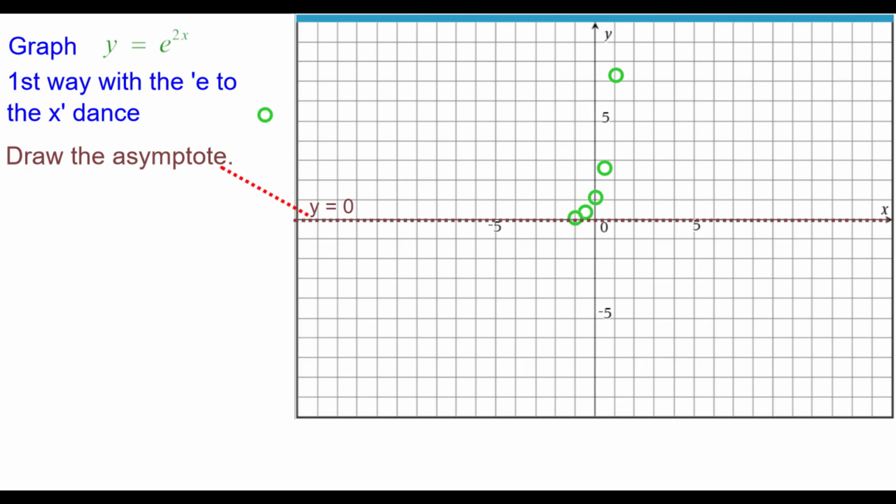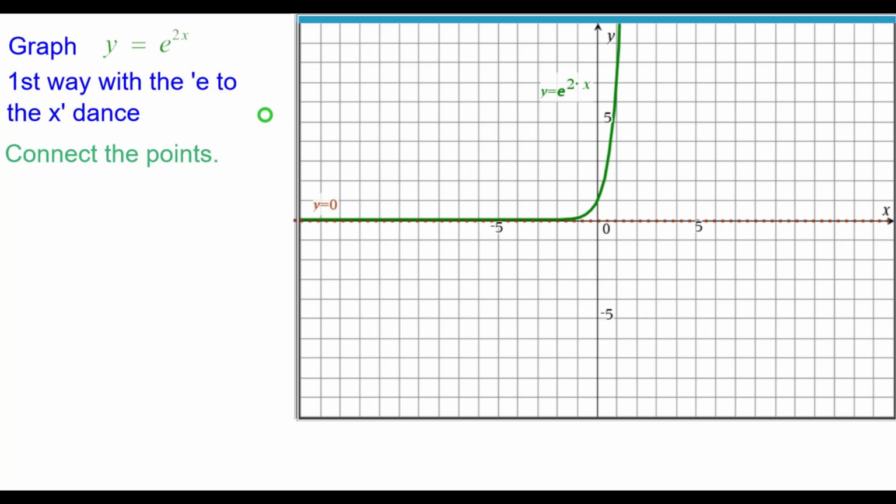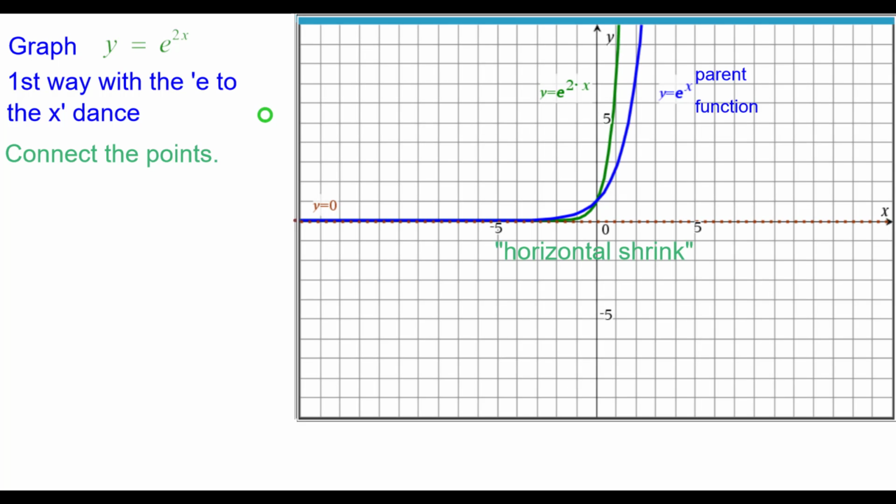Draw the asymptote, which is the x-axis. Connect the points. And comparing that to the parent function, you can see that from blue to green, it's a horizontal shrink.